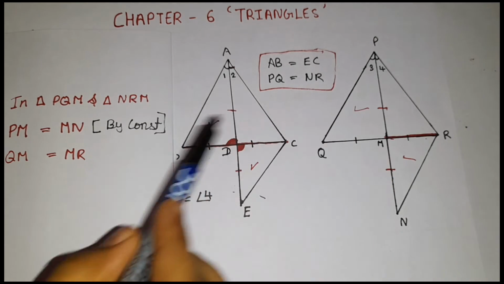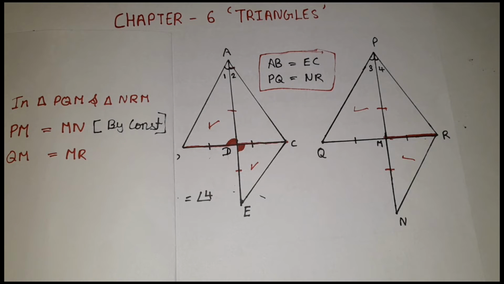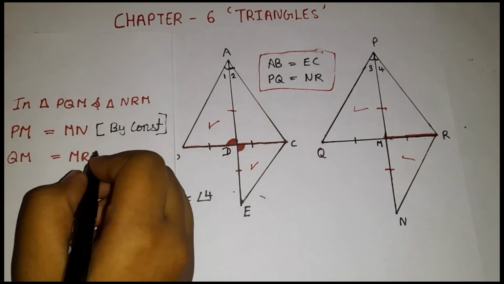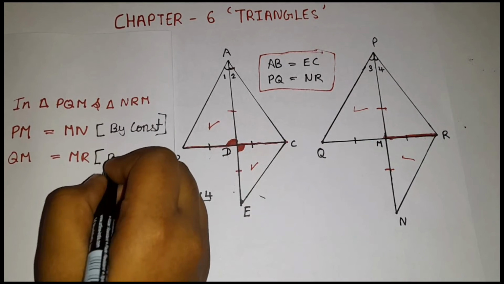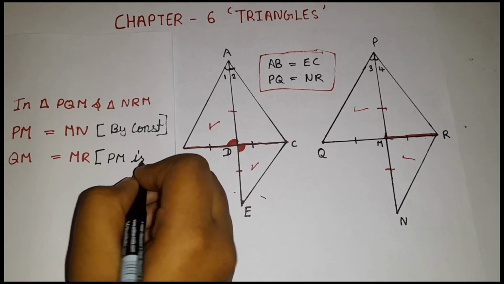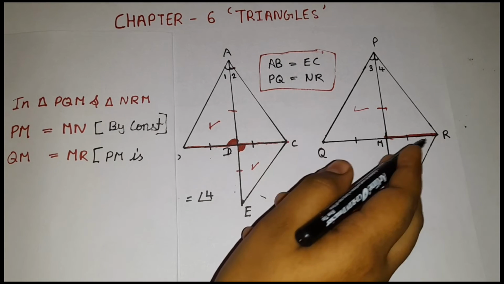Why? Because of the median. So what is the reason? What can I write here? I can write PM is a median. Just because PM is a median, I am able to say QM is equal to MR.